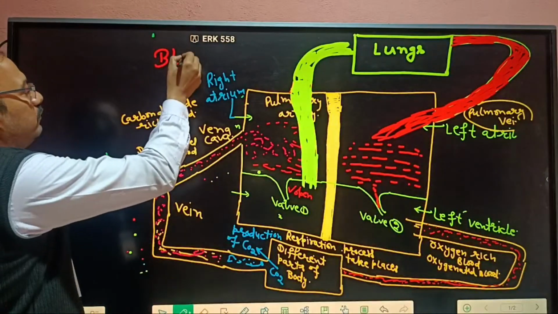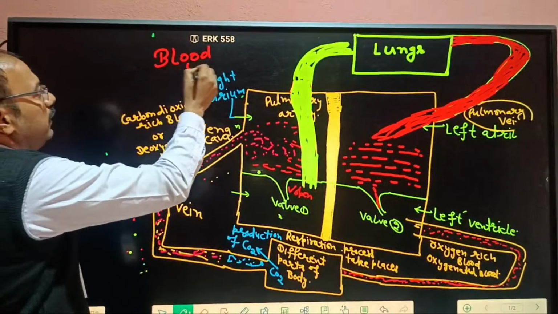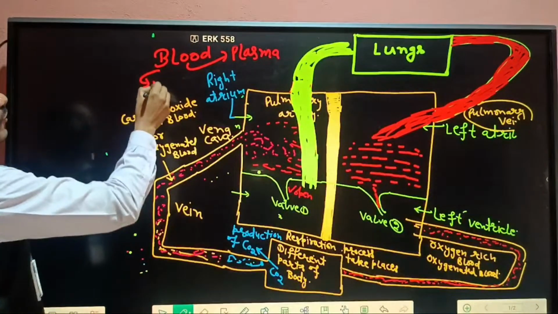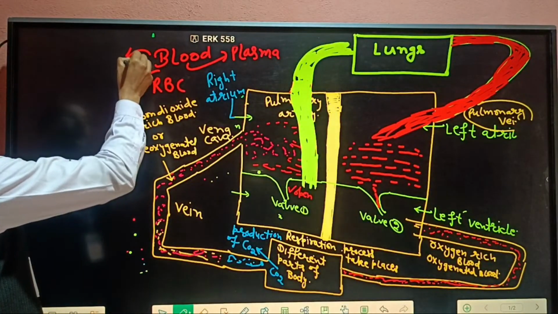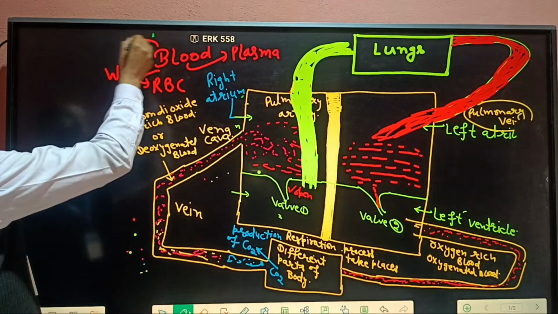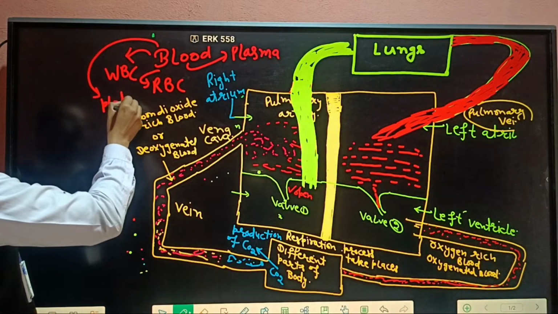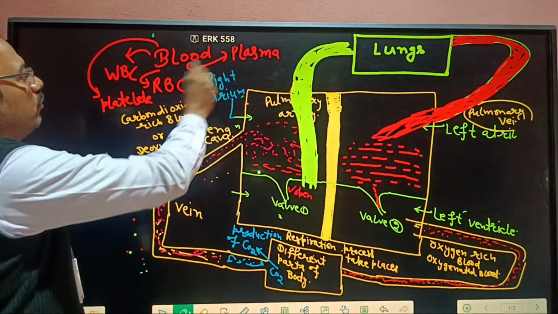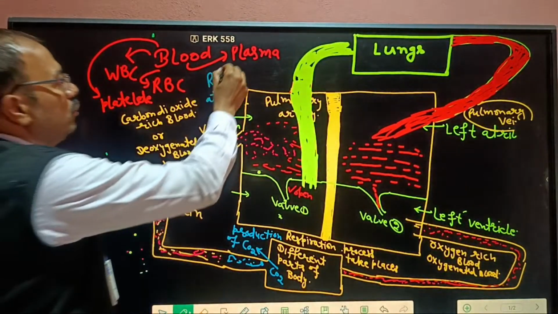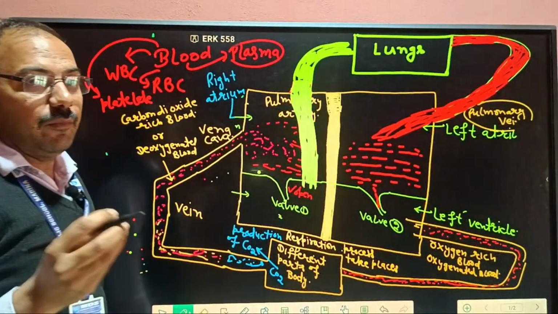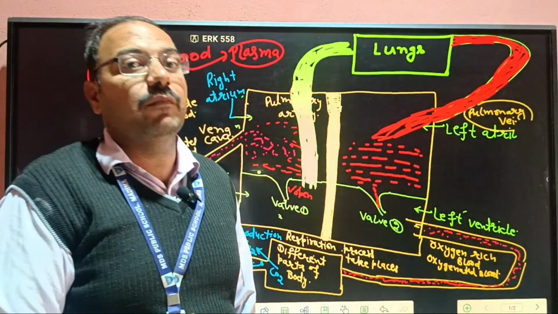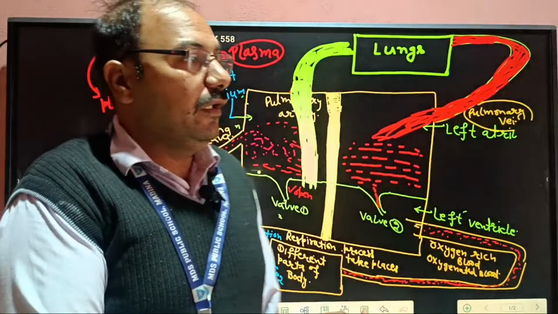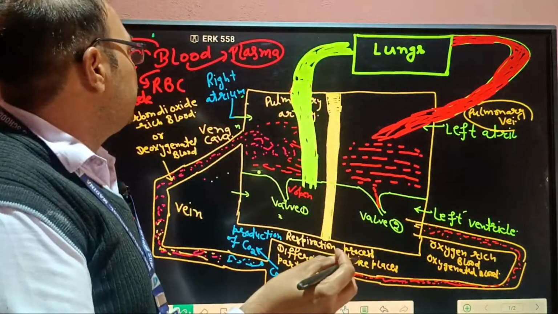Blood contains plasma, RBC, WBC, and platelets. These are the different parts of the blood, that is, the composition of the blood. So what does plasma contain? It contains RBC, WBC, some digested and undigested substances, protein, sugar, and some urea materials. So this is known as plasma.